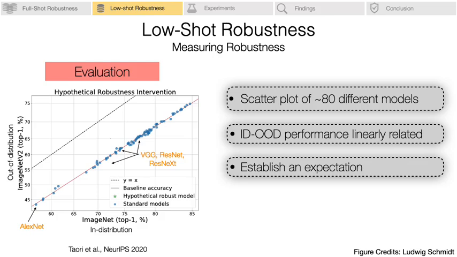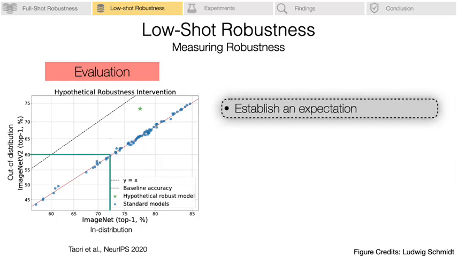To measure the robustness of a model, we adopt the effective and relative robustness framework from previous works. To measure effective robustness, we first fit a line over the in and out of distribution accuracies of a set of standard models. Let's apply a robustness intervention to the standard model at the intersection of the two turquoise lines. This robust model is noted by the green star.